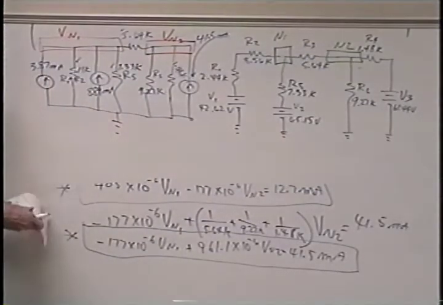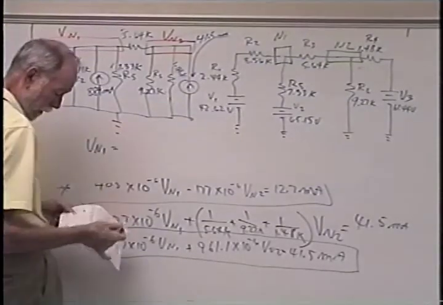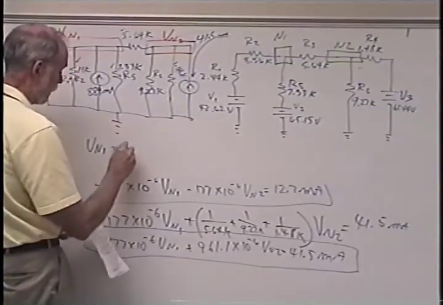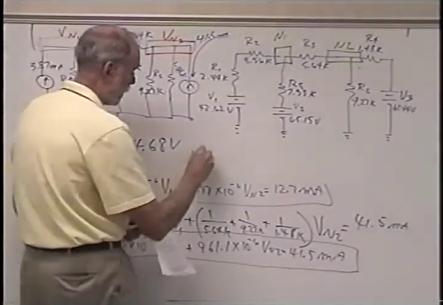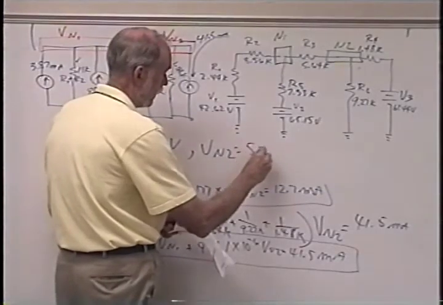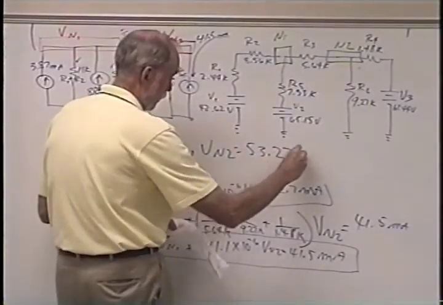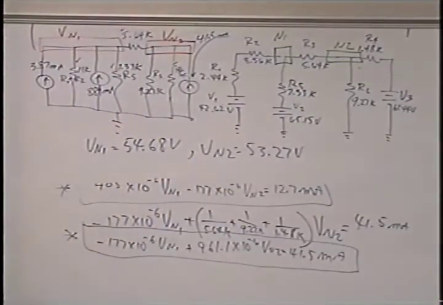When I did that, I came up with a voltage at node 1 equal to 54.68 volts, and a voltage at node 2 equal to 53.27 volts. Now then, the only real function of this current source form was to come up with the equations.